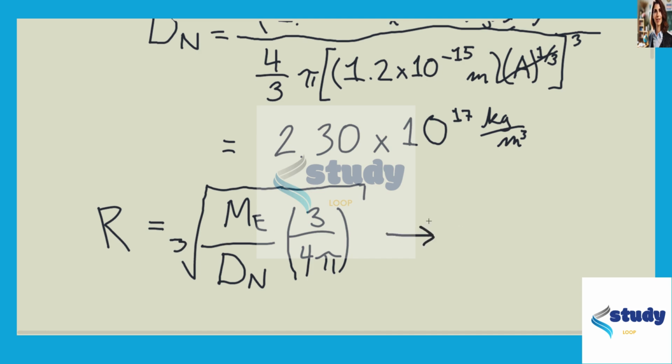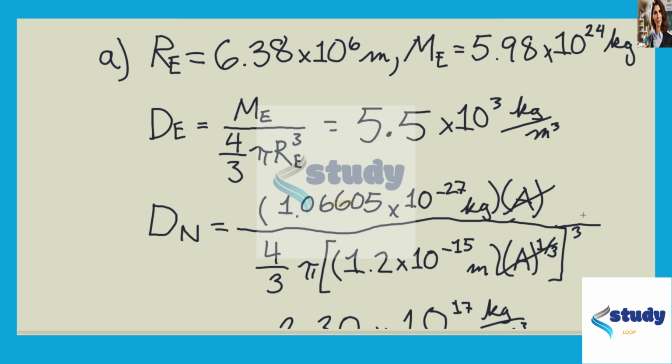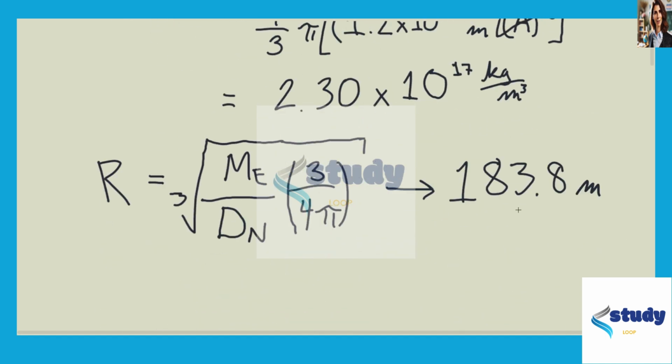Plugging this in, we find this works out to 183.8 meters. So you can see that this is orders of magnitude smaller than the radius of our actual Earth of 6.38 times 10 to the 6 meters. It's actually around 3 orders of magnitude smaller. So atomic nuclei are way, way more dense than ordinary matter.